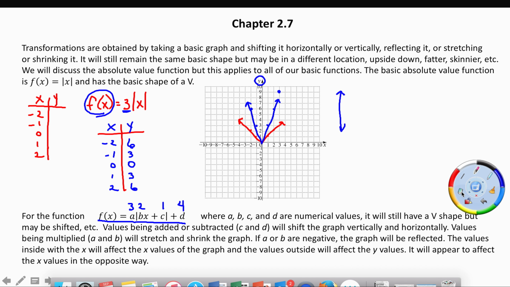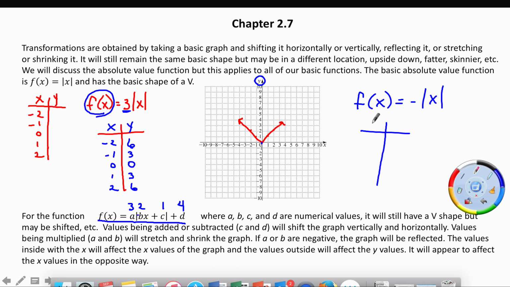If you have a negative in front, or in here, a negative, it's going to be a reflection. It's going to flip it over one of your axes.